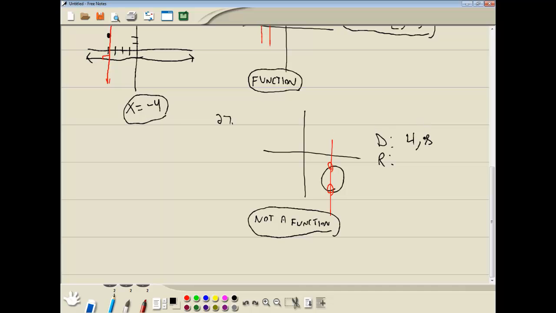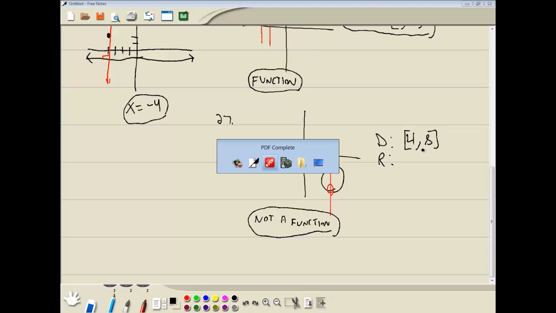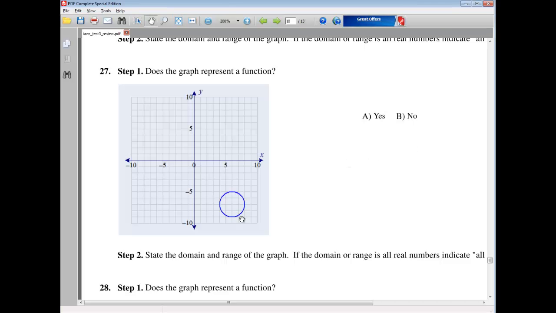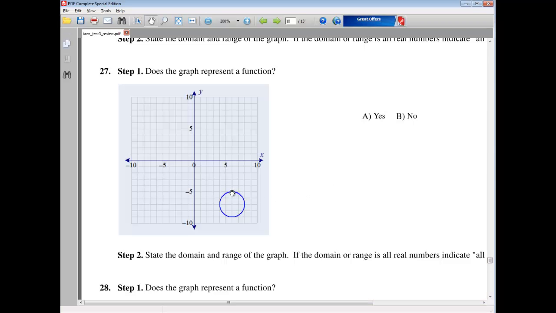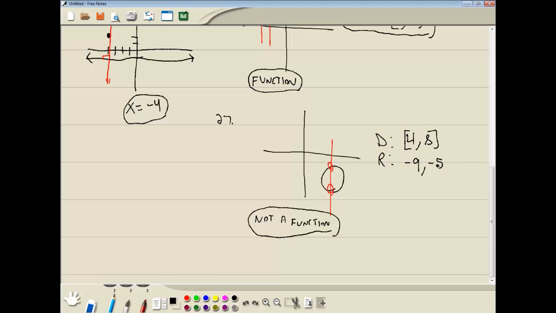So it's going to go from 4 to 8. And again, we put brackets on them to include those numbers. Now for our y values, our range. My lowest point of my graph is right here. If I come straight over to my y-axis, that's negative 9. My highest point of my graph, right here, if I come straight over my y-axis, that's negative 5. So this is going from negative 9 to negative 5, and again we'll have brackets on them. And those will be our answers.